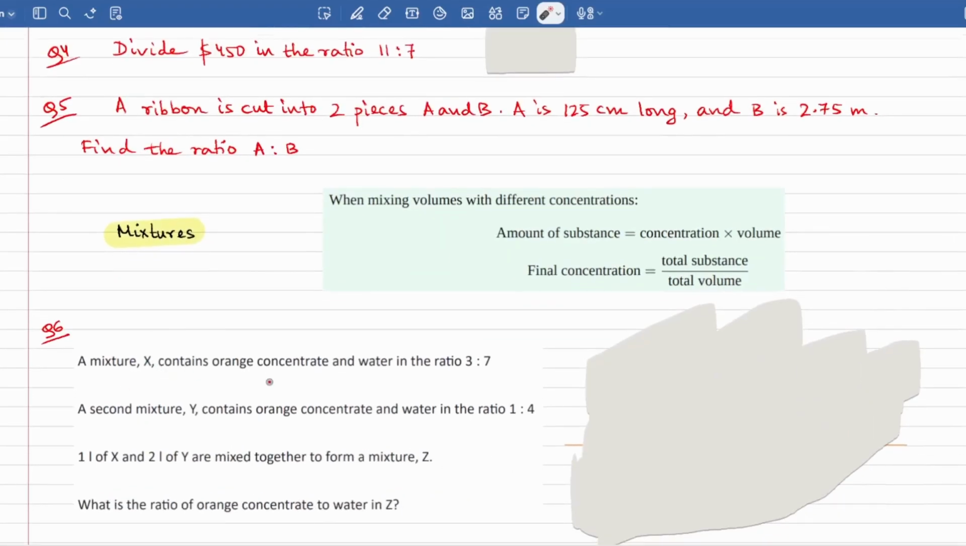A mixture X contains orange concentrate and water in the ratio 3 is to 7. A second mixture Y contains orange concentrate and water in the ratio 1 is to 4. 1 liter of X and 2 liter of Y are mixed together to form Z. What is the ratio of orange concentrate to water in Z? You shouldn't take more than 90 seconds to solve these questions.